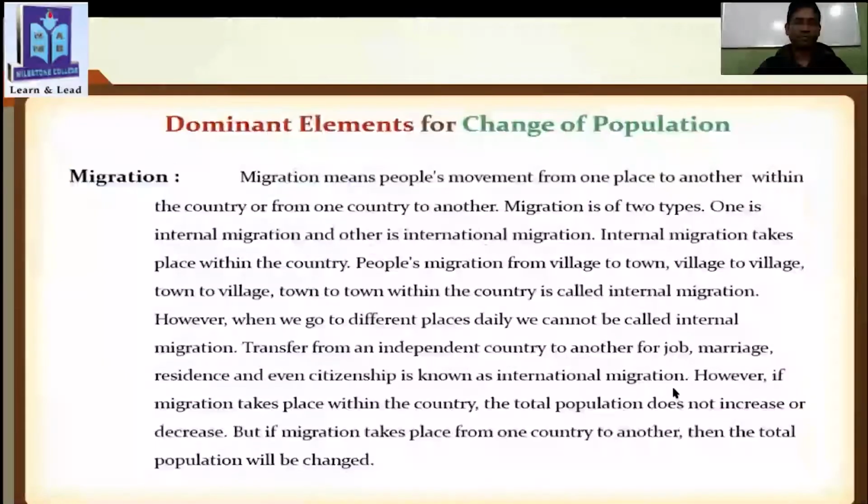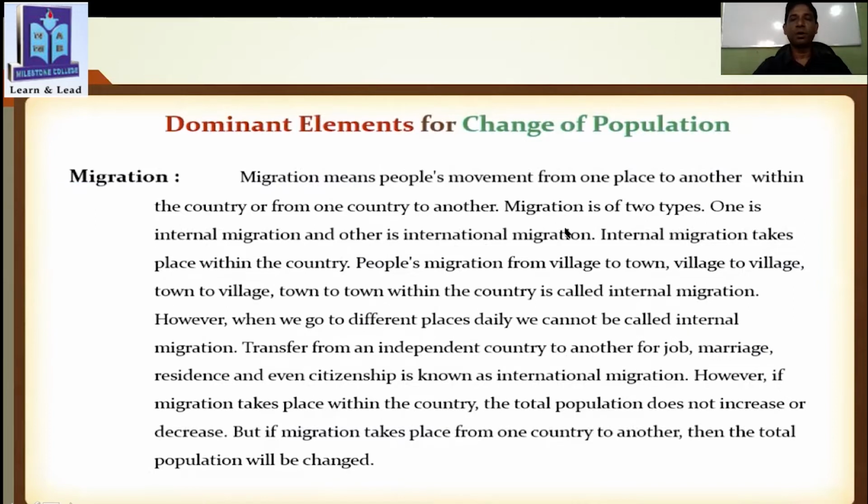Very good. Now, dominant elements for change of population. What are the dominant elements? The first one is migration. Migration means people move from one place to another within the country or from one country to another country. So this is very important. What is migration? We must underline it first.